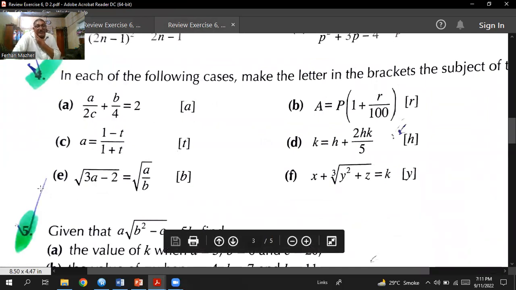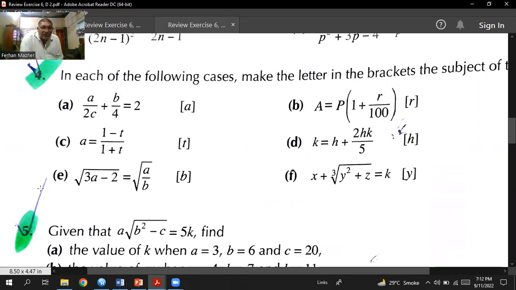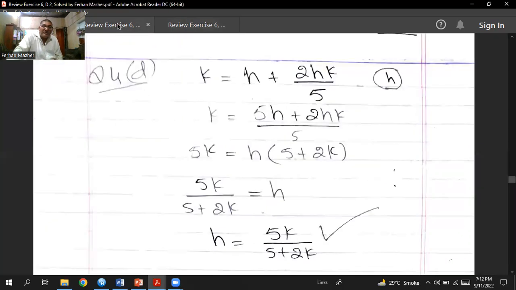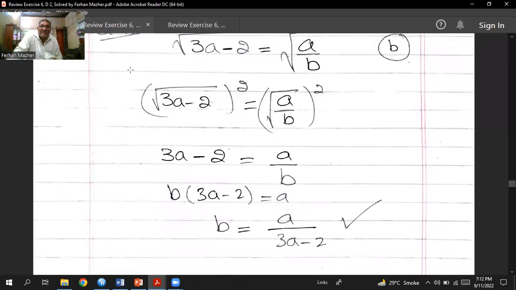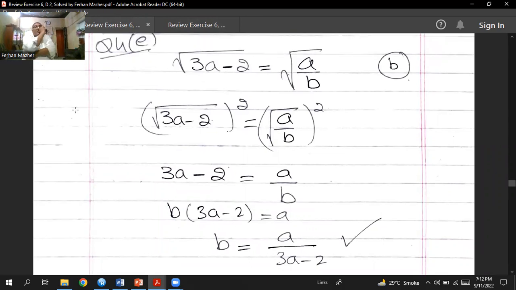Question number 4, and it's E part: square root of (3a minus 2) equals square root of (a by b). So I want b to be the subject of the formula. First of all, I will take the square on both sides. When I take the square on both sides, these square roots will be cancelled. So you will have 3a minus 2 equals a by b.